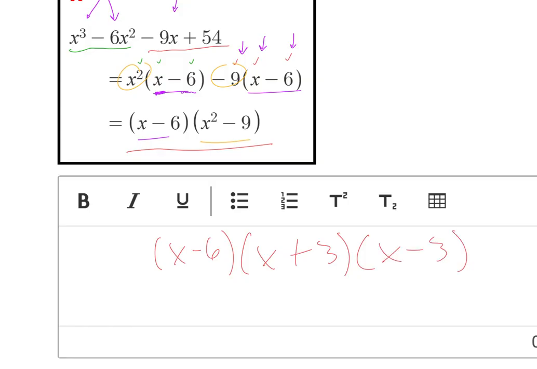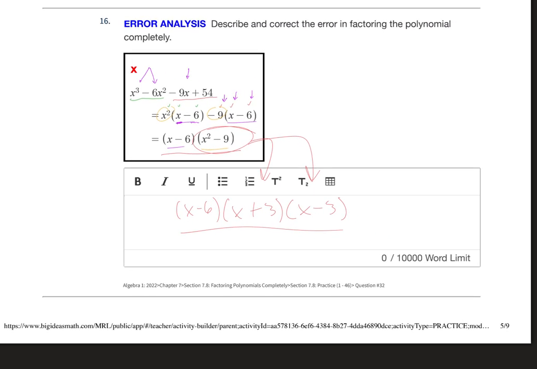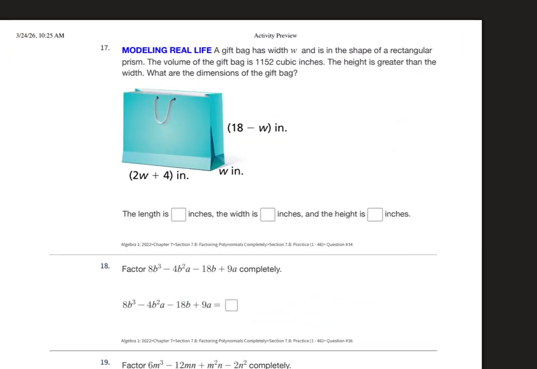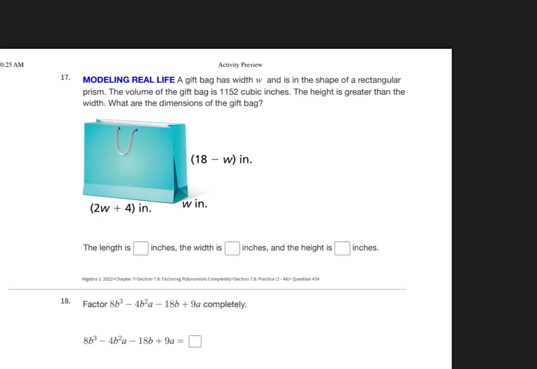This can be factored again into that. So I think that's the answer. If you had said, no, they didn't make an error, I 100% see why you thought that, because I thought it too.